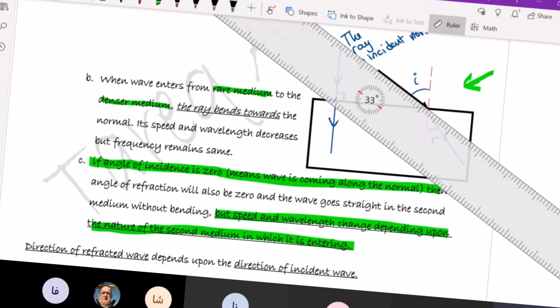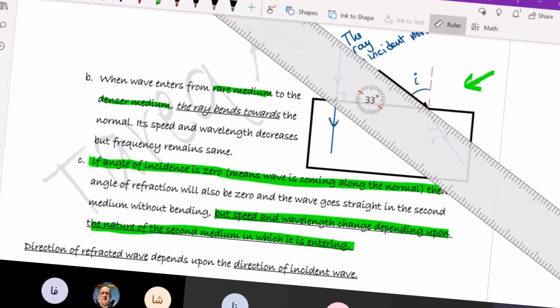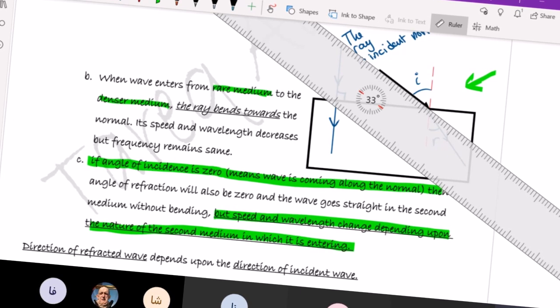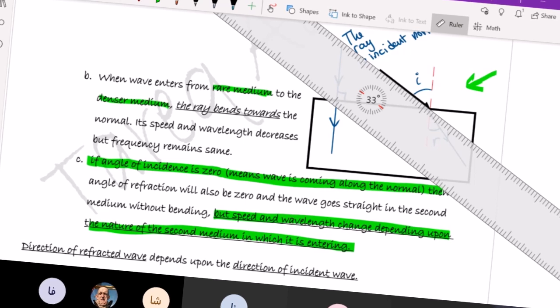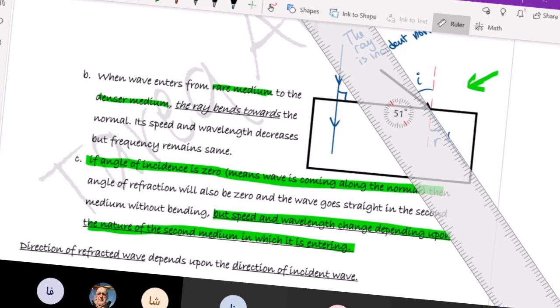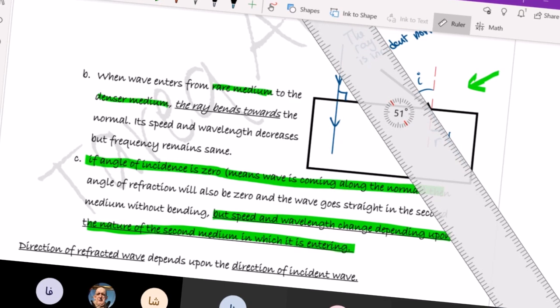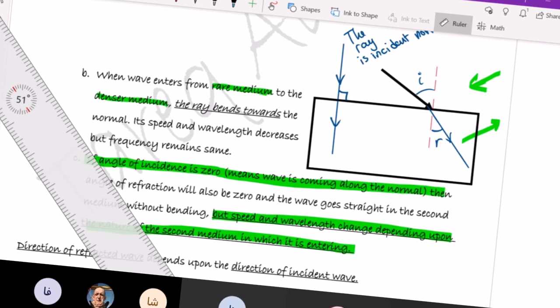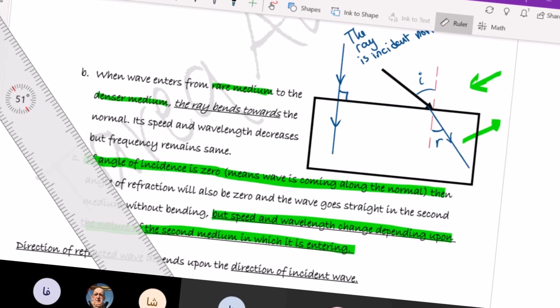Look how I do it to see how it will bend towards the normal. I put the ruler in the direction of the incident ray. You see the incident ray, here is the ruler. Bend the ruler towards the normal. You see how I did it? Then draw the line. This is the refracted ray.